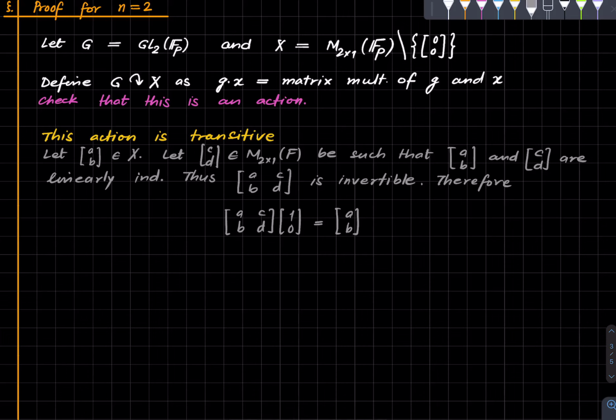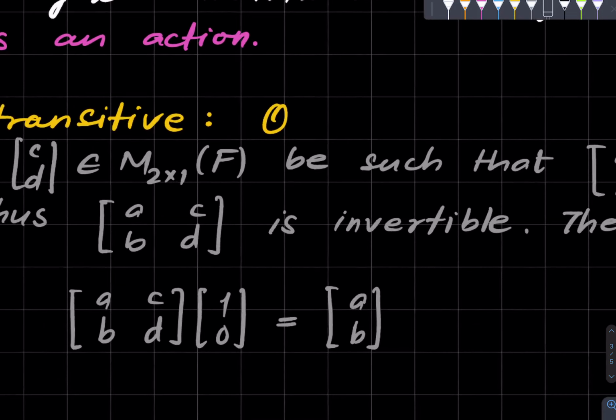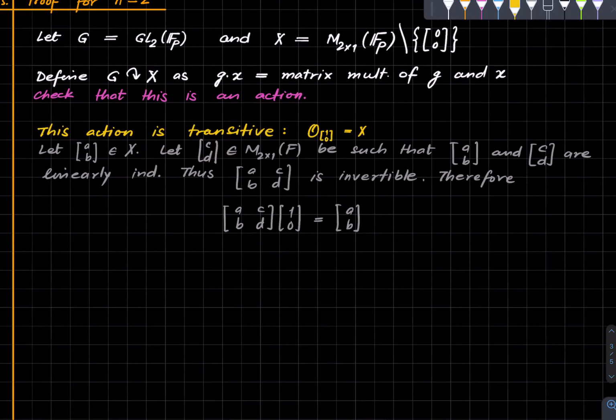So we had an arbitrary element in the set X, and we are able to see it as something lying inside the orbit of this vector. So what we have shown is that the orbit of (1, 0) is the entire set X, and therefore the action is indeed transitive.